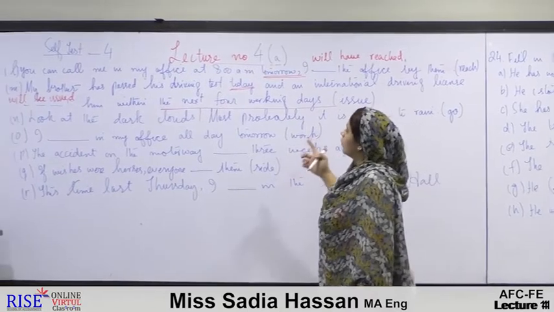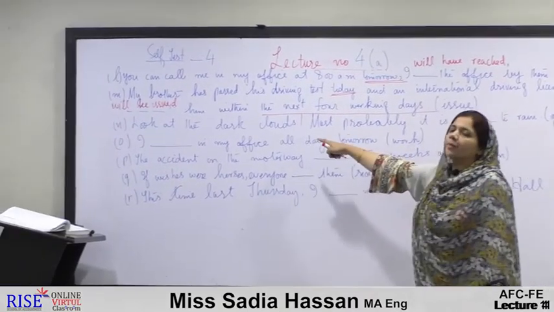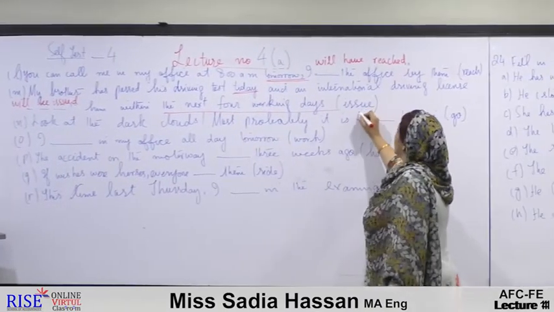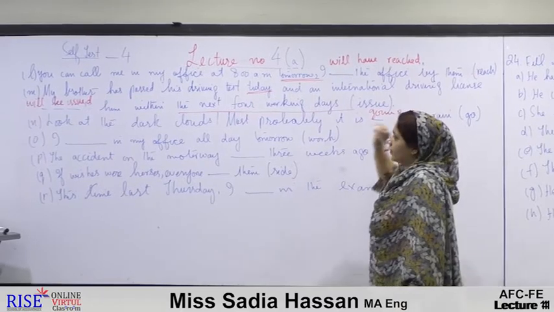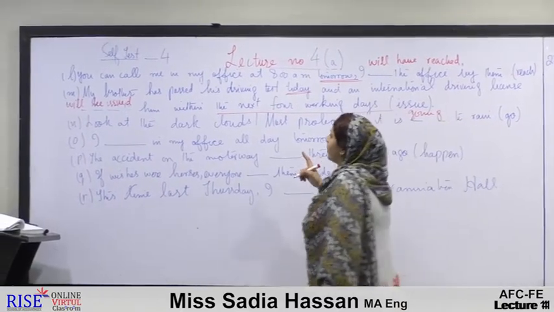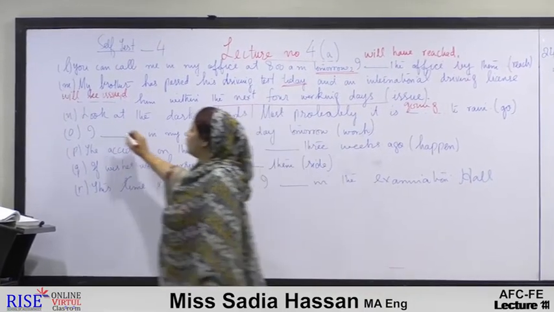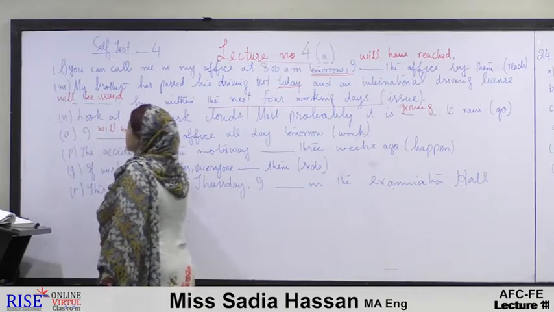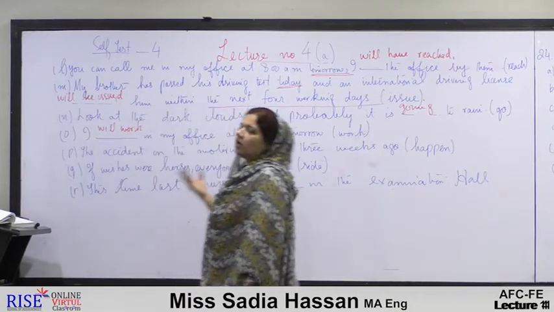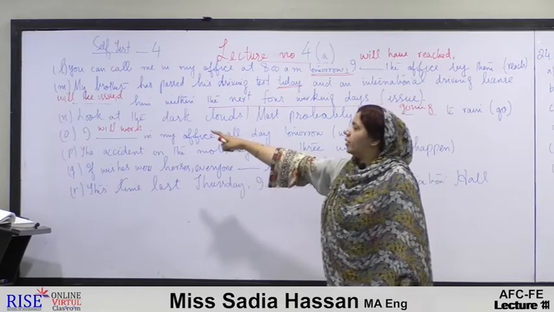Look at the clouds. Most probably it is. Look, an action is in progress. So what am I doing? It is going to rain very soon. Fine. I dash in my office all day tomorrow. I will work in my office. It is an intention about tomorrow. Fine. So I am using with it the modal verb will.